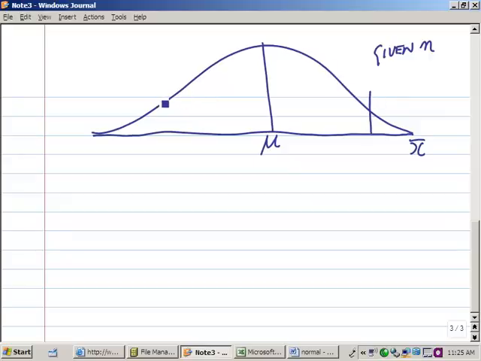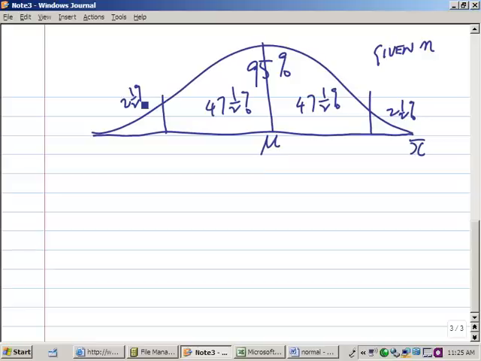Okay, let's for right now assume that we have calculated limits on this distribution, symmetrical limits, such that we get 95% of the distribution within those two limits. That means, since it's symmetrical, we'll have 47.5% here and 47.5% here, and in each of the two tails we'll have 2.5%. Alright, we don't need to worry about how that calculation is done. We can do it, and it's not that hard.